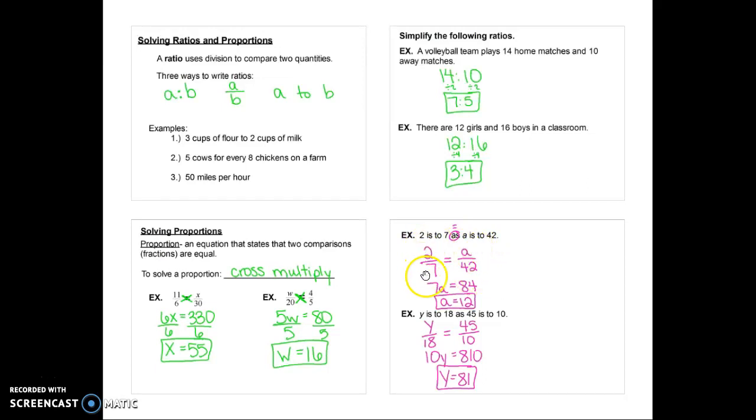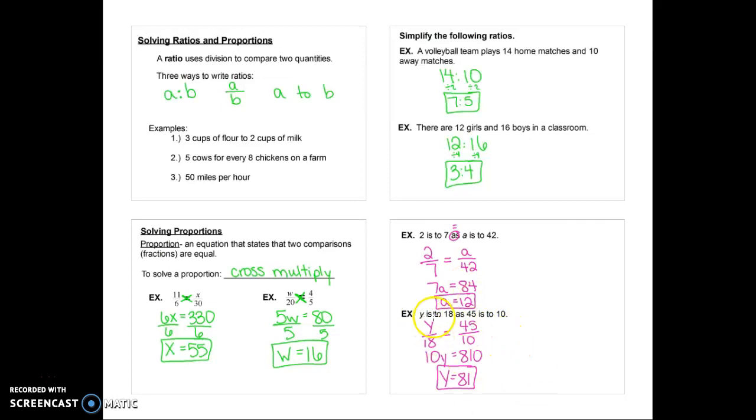Now this is exactly the same as the previous examples. Okay, now my proportion is set up. I have a fraction equal to a fraction, so I can cross multiply. 7 times A is 7A. 2 times 42 is 84. And now you solve it like normal. My goal is still to figure out what A is equal to. So I divide both sides by 7. A equals 12.